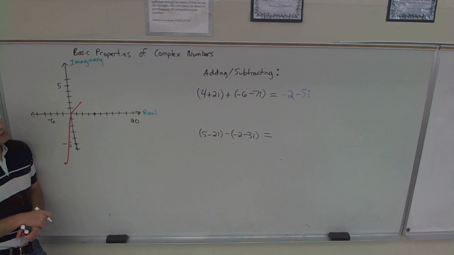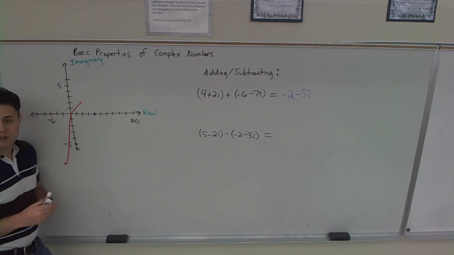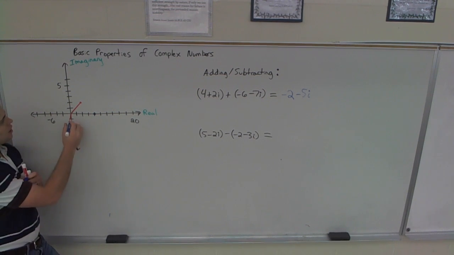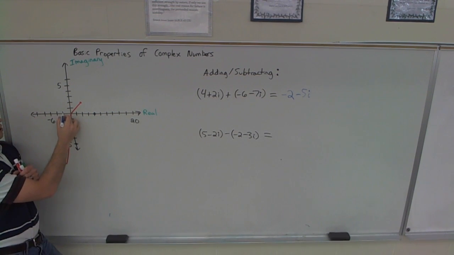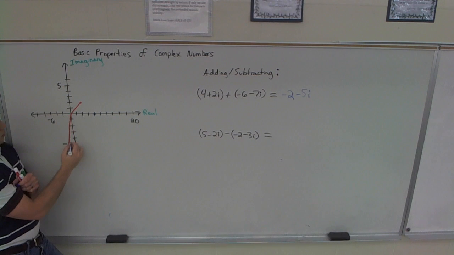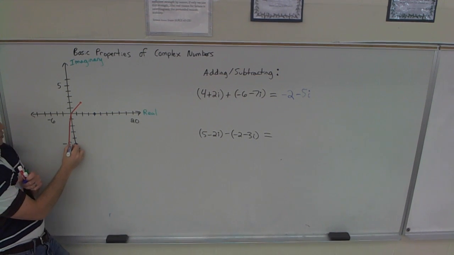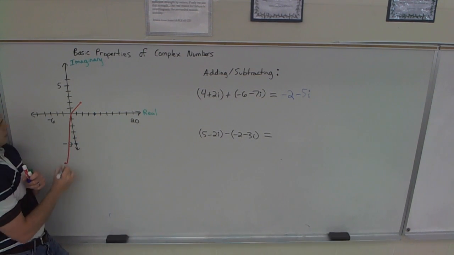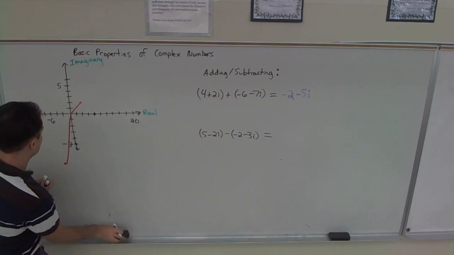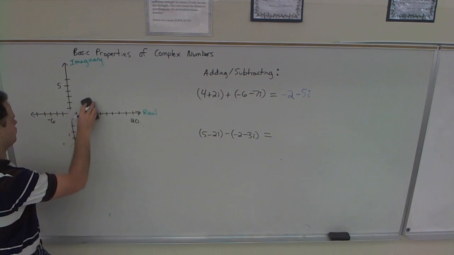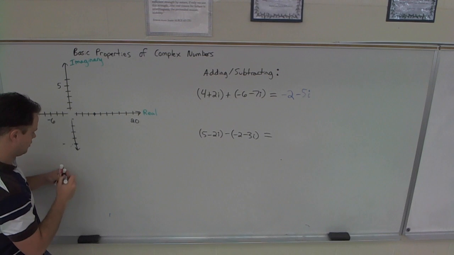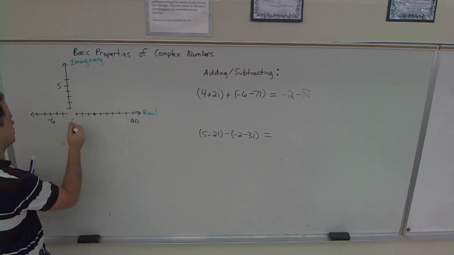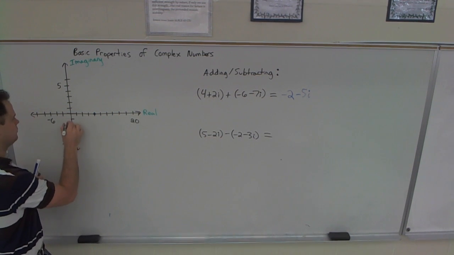And where's -2 minus 5i? Let's plot that. We wouldn't have that, but let's just see what this looks like. -2 is right here. Minus 5i is right here. Oh, my pictures are not the greatest here. I'm going to do a different picture. This one's going to be too hard to see.